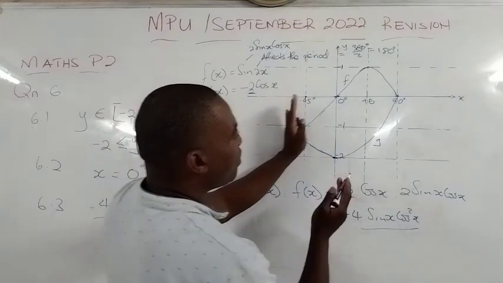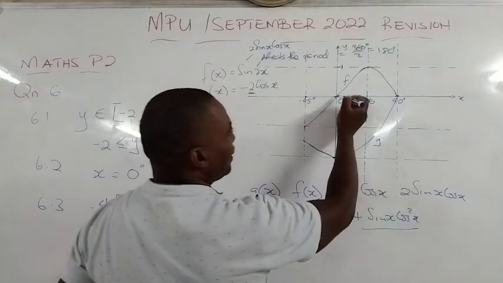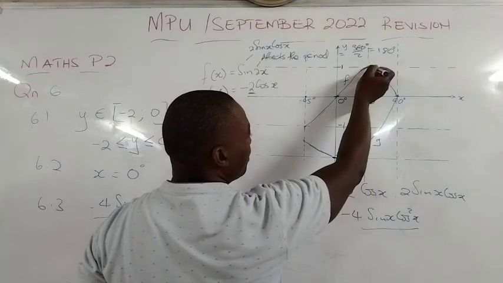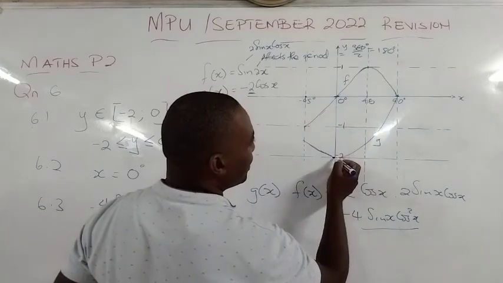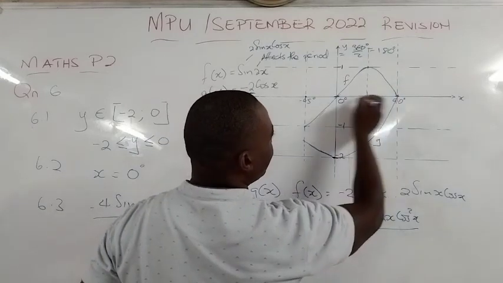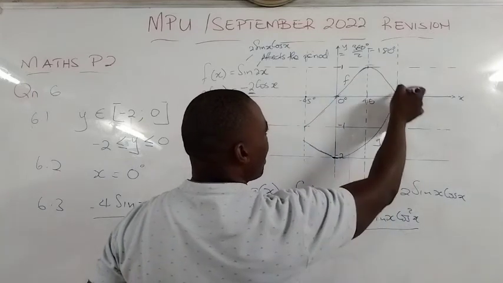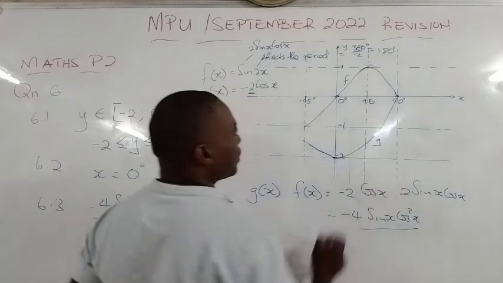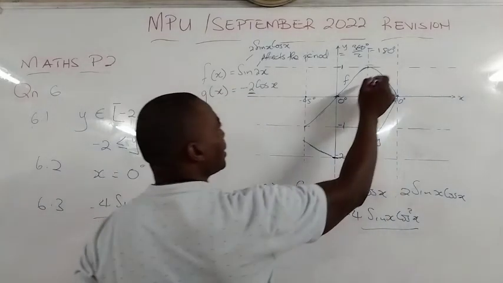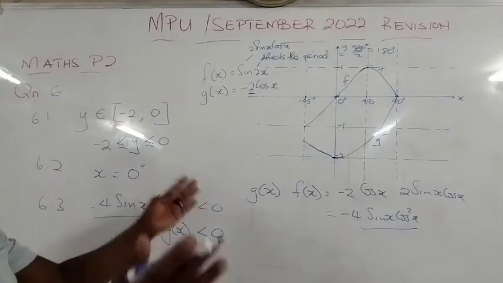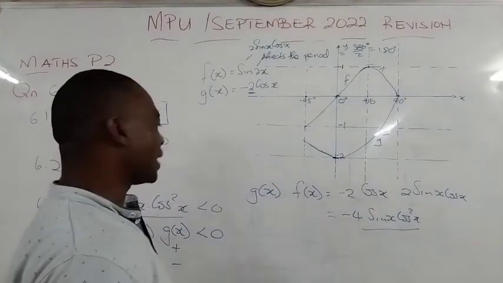So as we are moving, this goes above the x-axis. That means f of x is positive, and g of x is negative. And this happens from 0 degrees to 90 degrees. This will be above, this will be below. So that's the condition that we want. One should be positive, the other one should be negative. And for what interval does that happen?